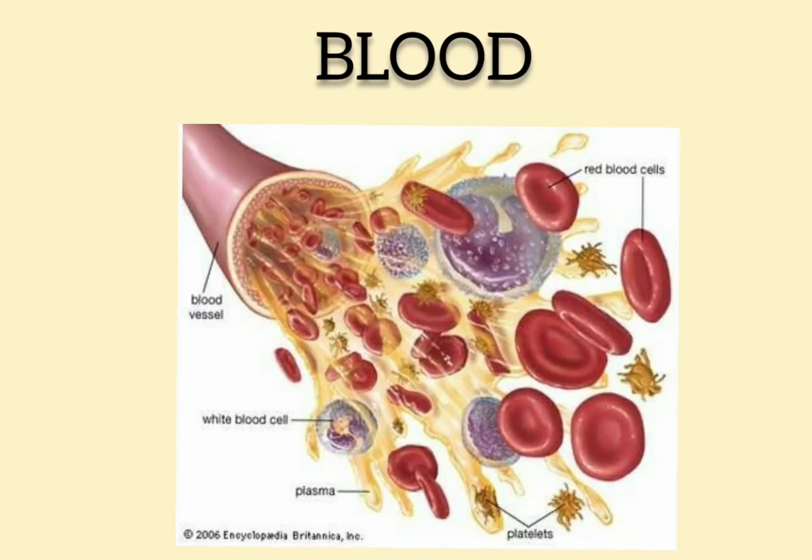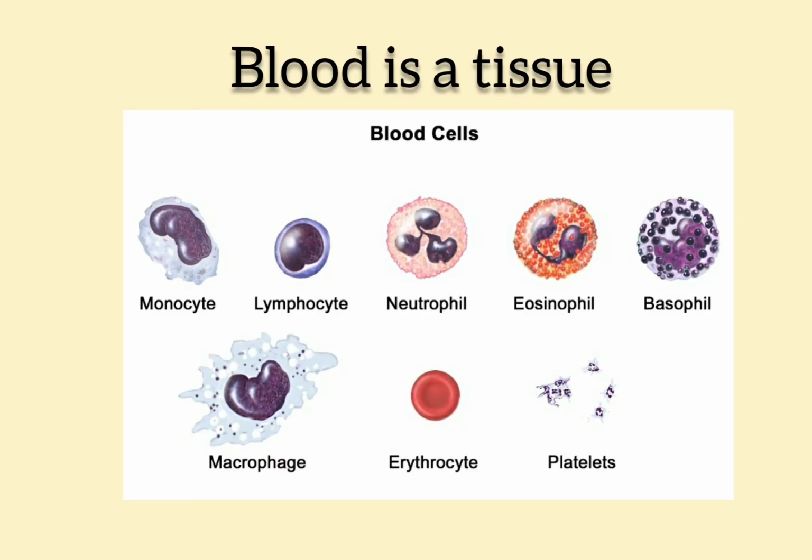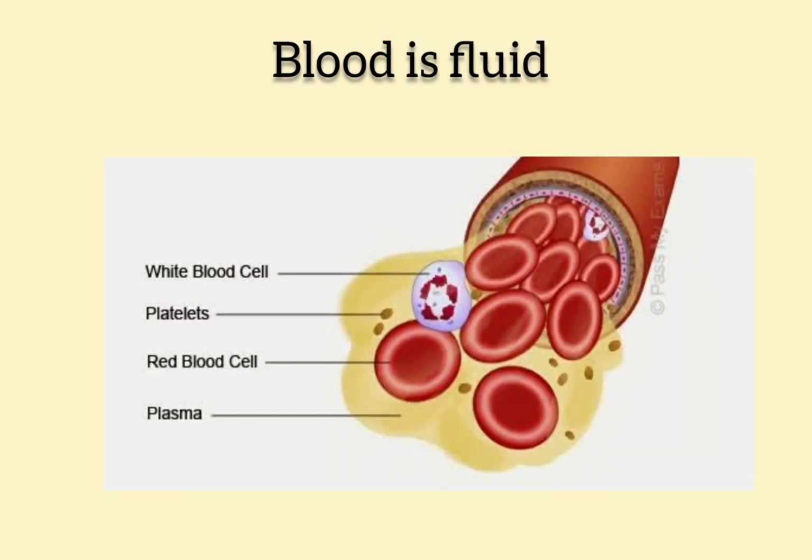Blood is a fluid connective tissue. It is a tissue and a fluid. It is a tissue because it is a collection of specialized cells that serve particular functions. These cells are suspended in a liquid matrix called plasma. Thus, blood is a fluid too.